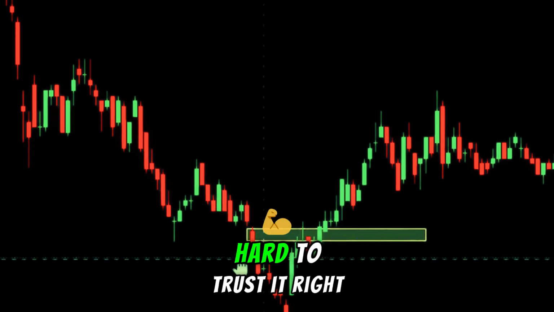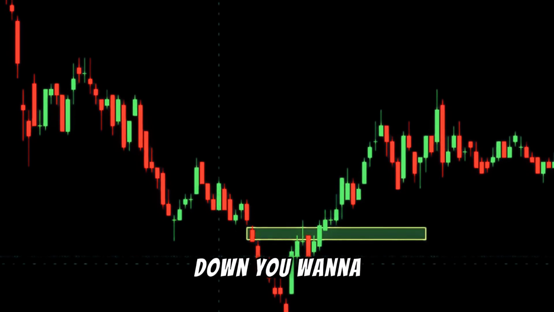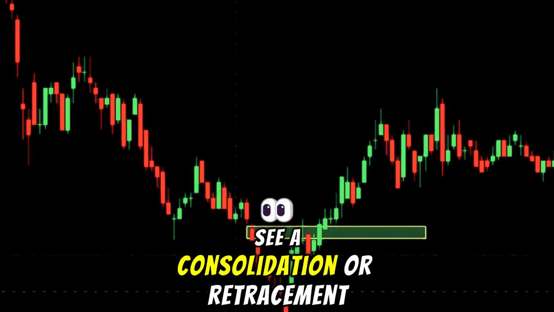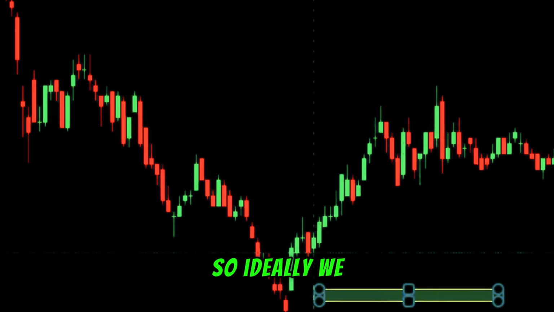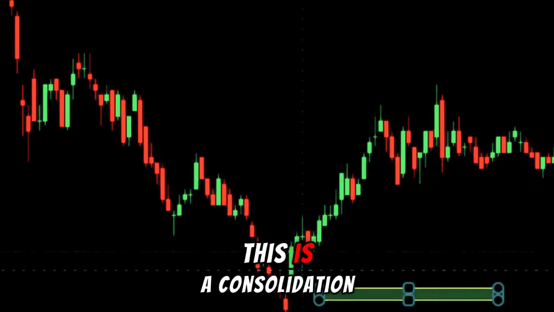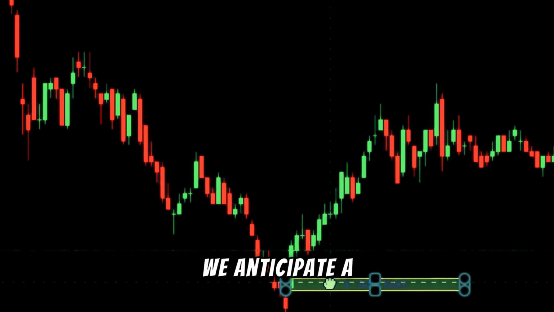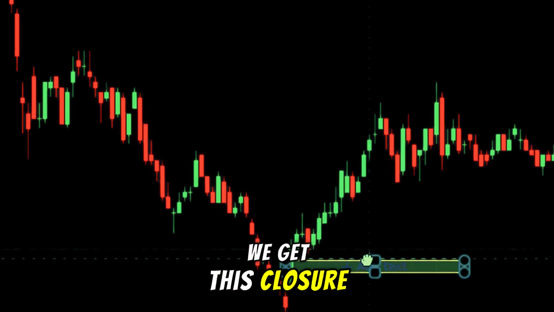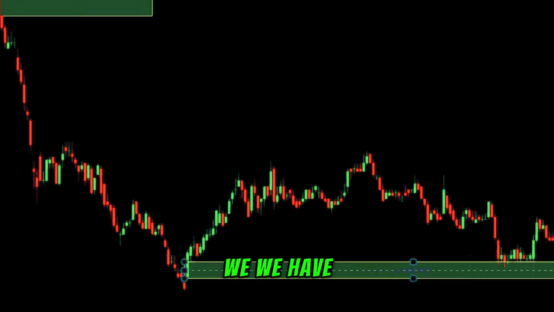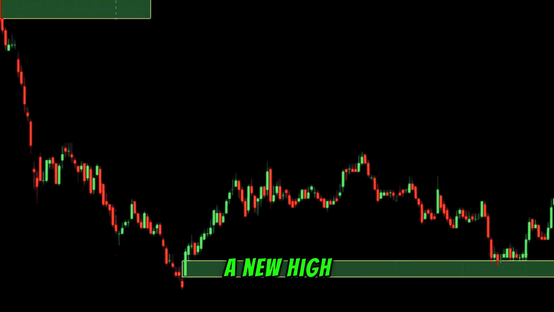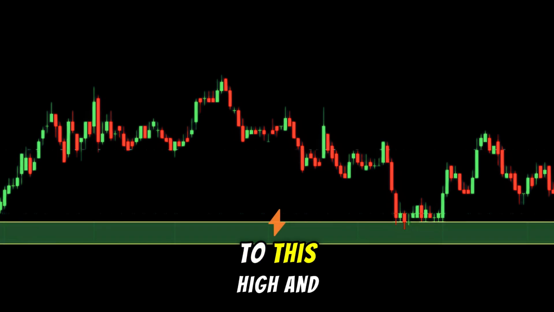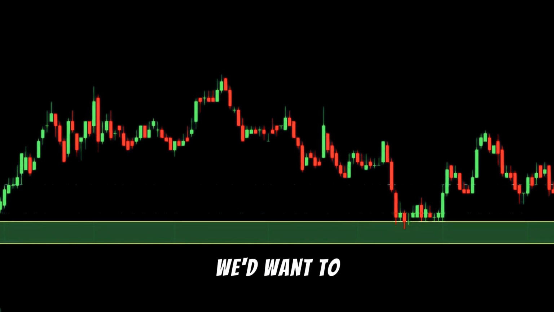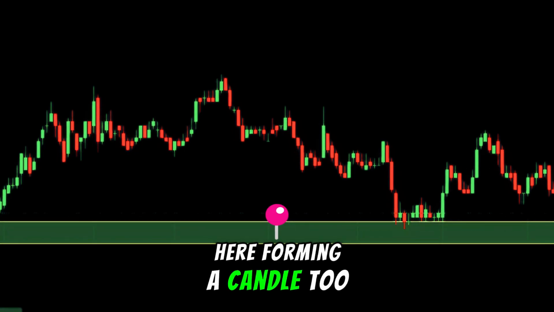So let's see if we get a continuation in this next candle. Well, it's kind of hard to trust it, right? If this sells down, you want to see a consolidation or retracement. That's a V-shaped reversal. So ideally, we make a new high. This is a consolidation. So what could we anticipate a new candle to do once we get this closure? So here we get this closure, we have a new high, and we make a new high here. So if we're going to remain in respect to this high and trade lower, we'd want to see a reversal here, forming a candle too.